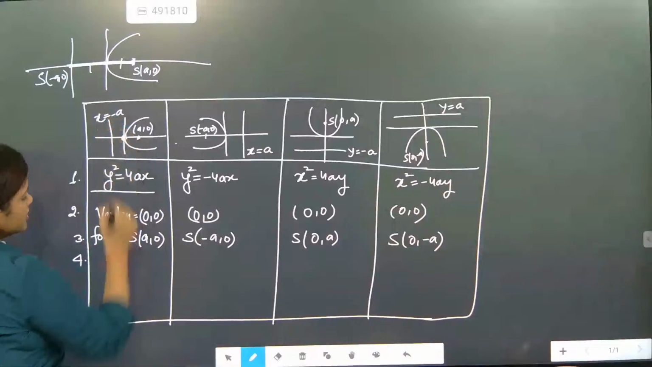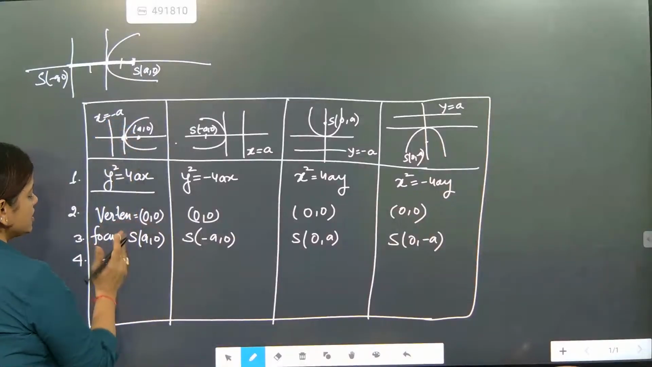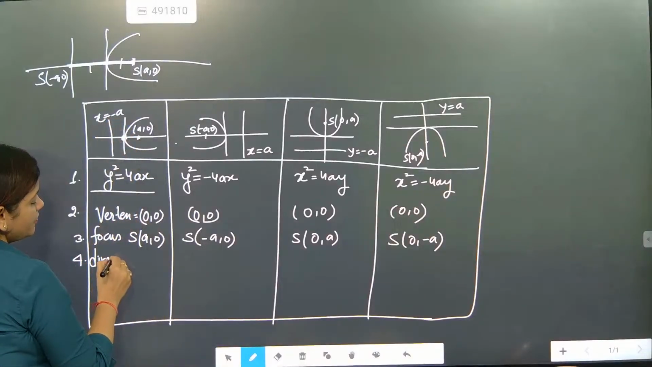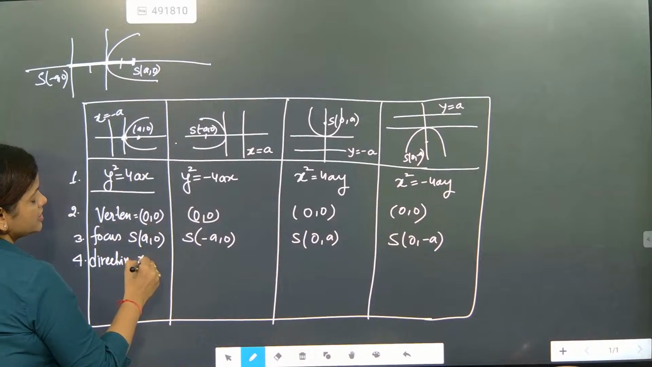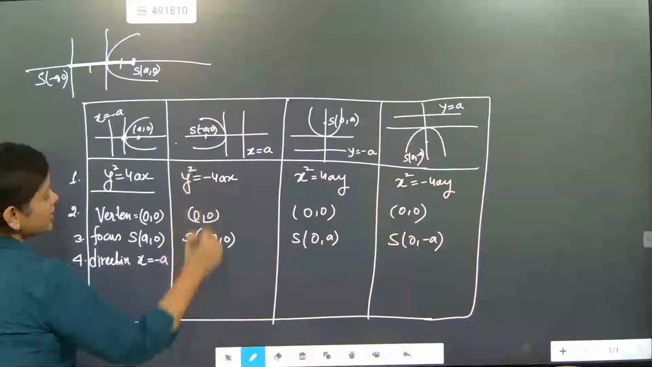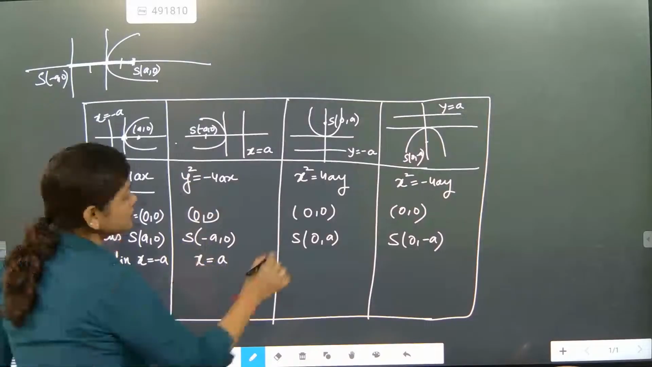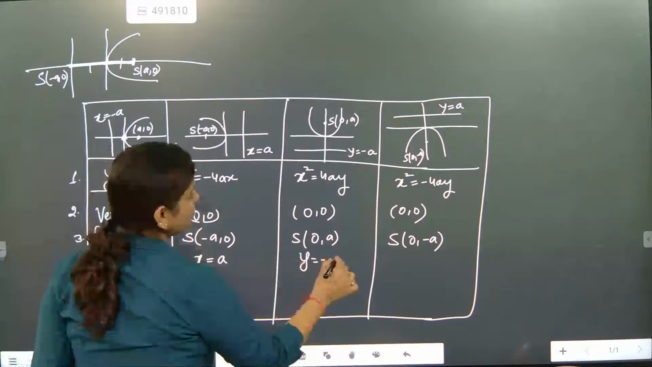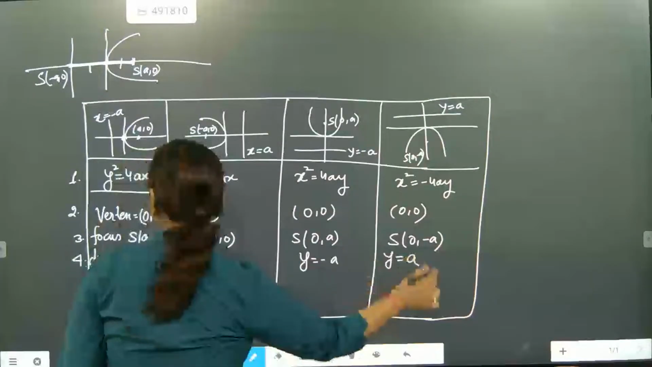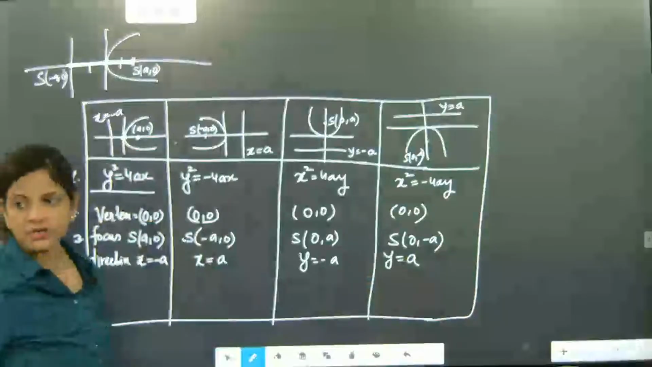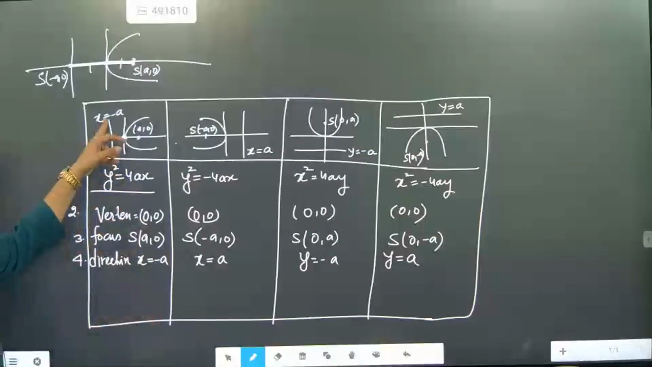So what is the equation of the directrix here? Here the directrix equation is x equal to minus a. Here the directrix equation is x equal to a. Here the directrix equation is y is equal to minus a. The directrix equation is y is equal to a. Nishika, understood? So the directrix will become just opposite beta.